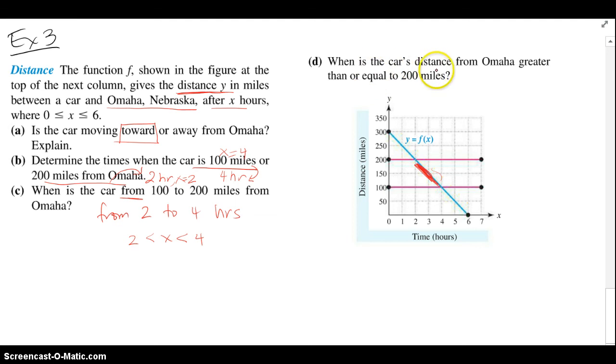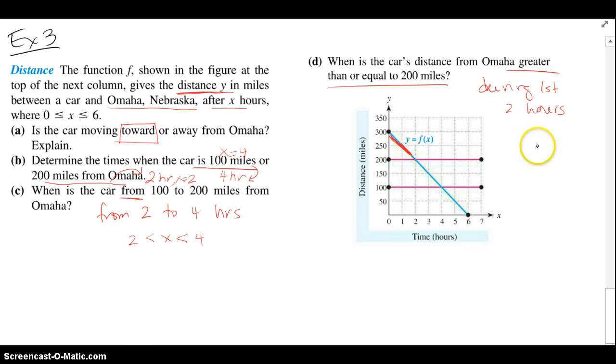Part D, when is the car's distance from Omaha greater than or equal to 200 miles? Well, if we look at the graph, right here it's 200 miles from Omaha, and then it gets closer to Omaha. So if I look at this portion, that's when the car is 300 miles from Omaha, and then 250, and then 200. So in this time period, between the first 2 hours, we'll say during the first 2 hours is when the car is 200 miles or greater away from Omaha.